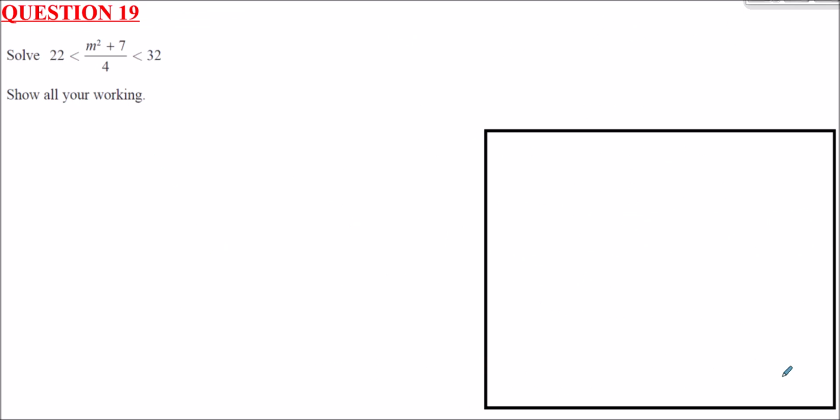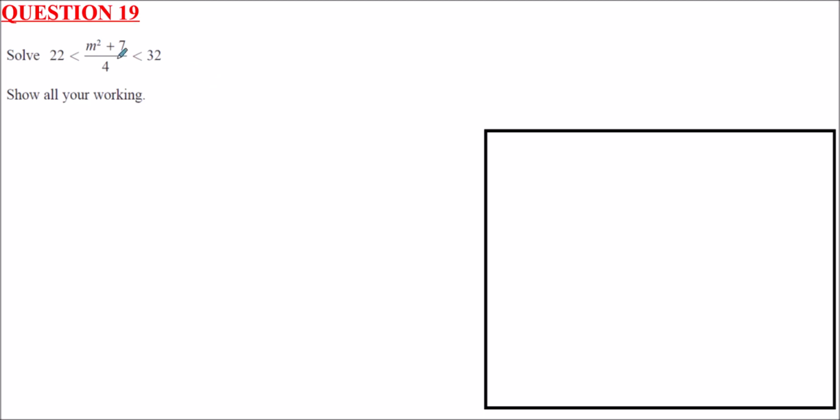Numero 19. So this looks a beast. Solve 22 is less than m squared plus 7 over 4, which in turn is less than 32. Show all your working. So what to do here? Well, inequalities with 3 different sections, a left, a middle and a right-hand side, are the same as equations with just 2 sides. What we do to one end, we need to do to all bits too.